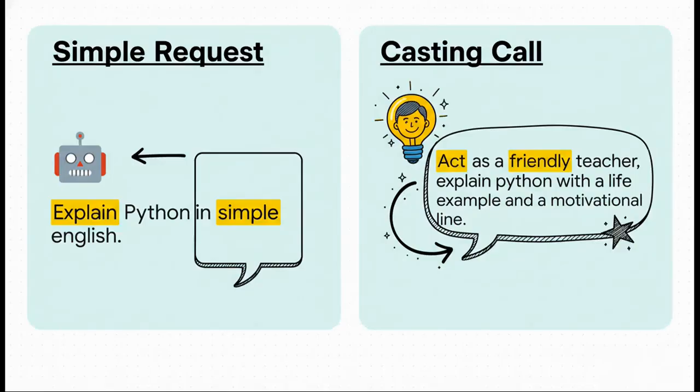I mean, just look at the difference right here. On the left, you have a pretty standard request. You'll get an answer, for sure, but it's probably going to be a little dry, a little textbook. But on the right, that's not just a request anymore. It's a casting call. You're telling the AI who to be. And this one tiny shift in thinking, from just asking a question to actually defining an identity, is the absolute game changer for getting incredible results.